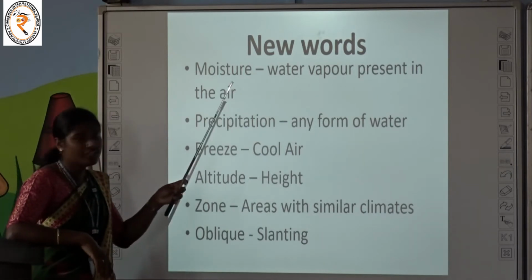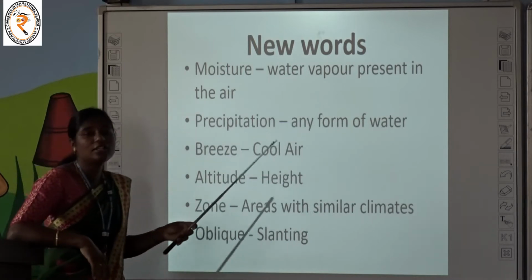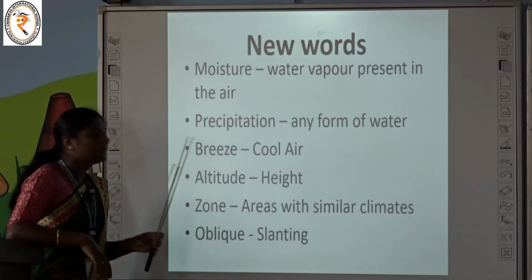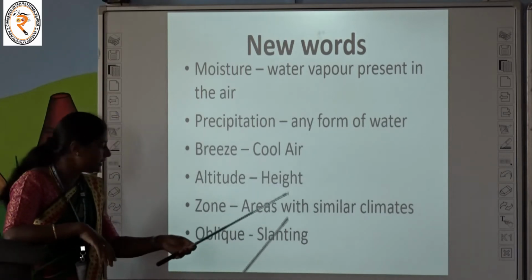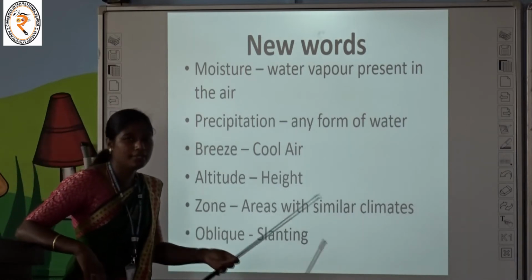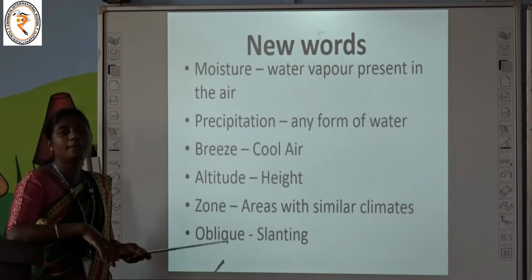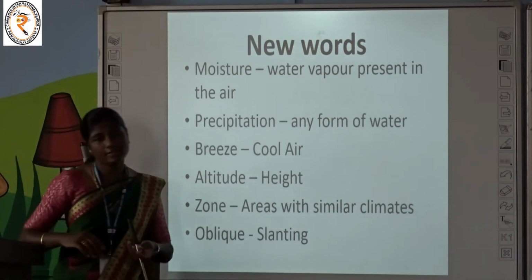The first one is moisture, that is water vapor present in the air. Precipitation, any form of water. Breeze in the sense cool air. Altitude means height. Zone means area with similar climates. And oblique. Oblique means slanting. So this many new words you have studied.